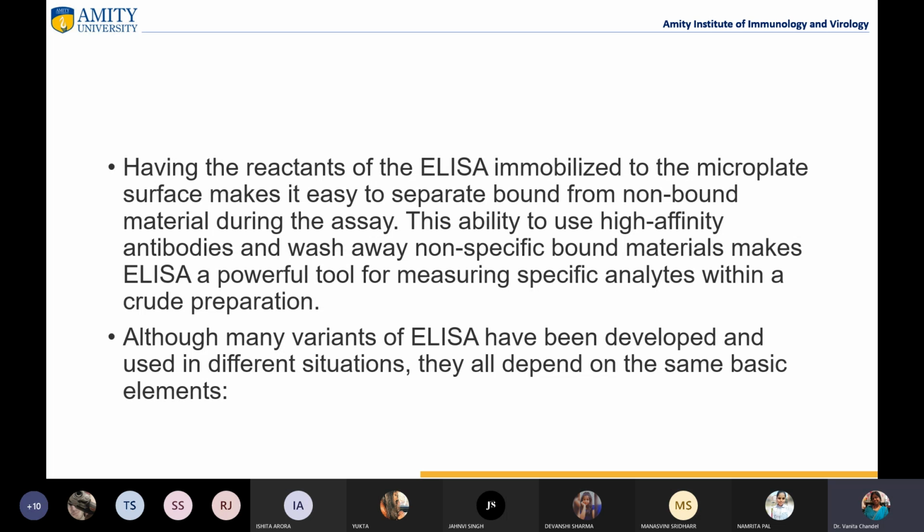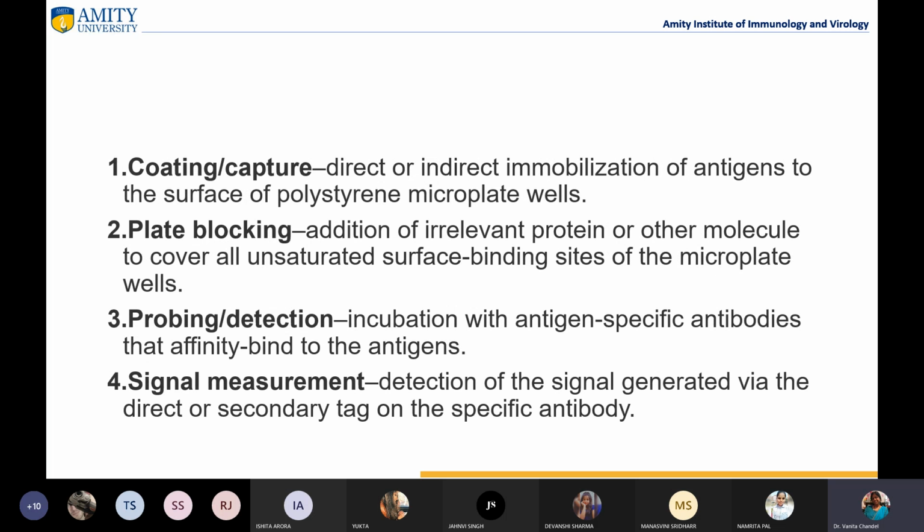This ability to use high affinity antibodies and wash away non-specifically bound materials makes ELISA a powerful tool for measuring specific analytes within a crude preparation. Although many variants of ELISA have been developed and used in different situations, these are the basic 4 steps in the ELISA: coating or capture, so direct or indirect immobilization of antigens to the surface of a polystyrene microtiter plate. Direct means we are coating the antigen directly to the polystyrene plate. Indirect means we are coating those plates with the antibody, and then we are putting the antigen on that.